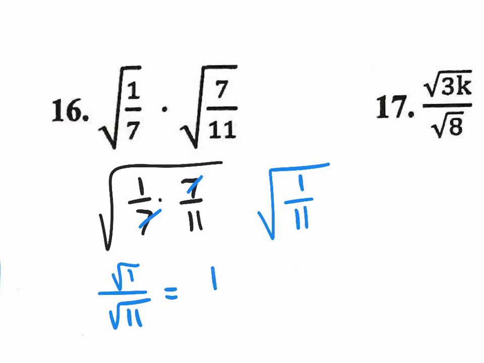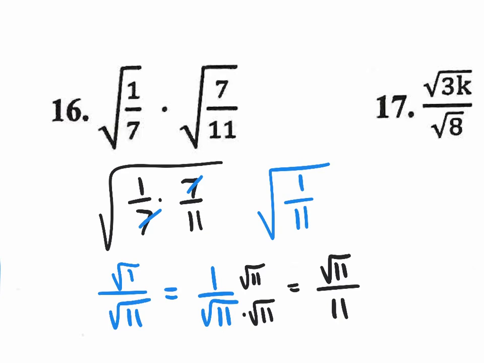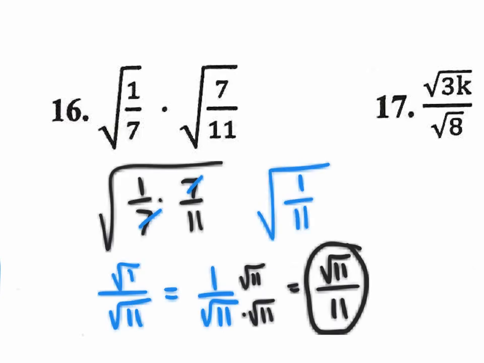So once again, you have 1 on top, the square root of 11 on the bottom. To get rid of that square root of 11, you're going to have to multiply both top and bottom by that same square root value of 11. So up on top, you will get on your answer the square root of 11, and on the bottom, you will get just 11. There's your final answer for number 16.